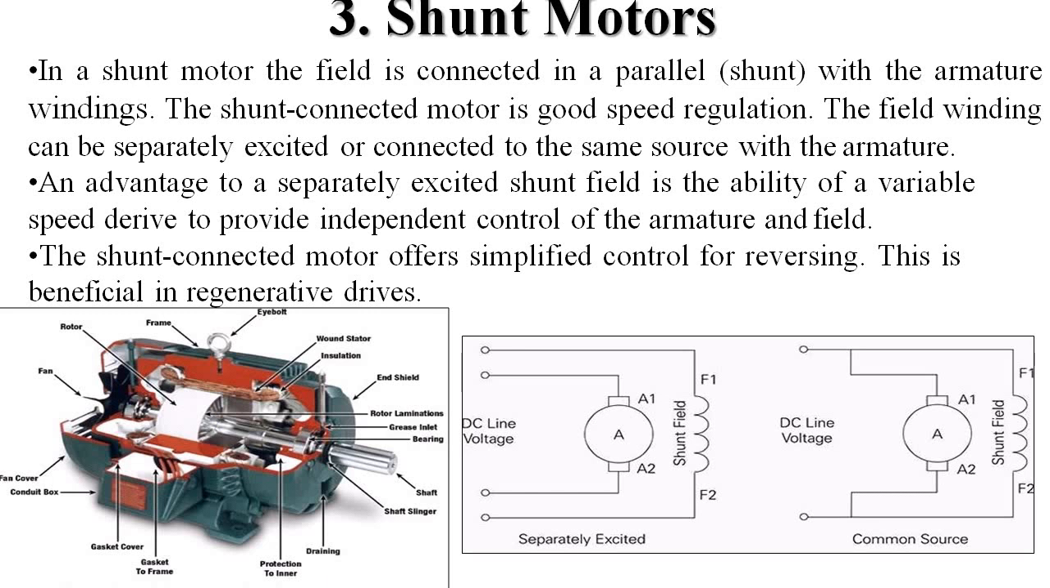The field winding can be separately excited or connected to the same source as the armature. Here you can see the construction of a separately excited shunt DC motor, and this is the common source. So there is a difference in the construction of both types. In this figure you can see the construction and the various components of a shunt type DC motor.